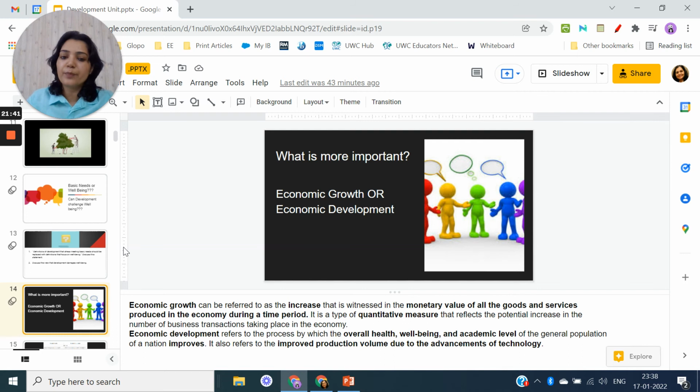What could be economic development? Economic development is talking more about well-being, right? Well-being, which includes education, health, employment, many more indicators. And this is more about improved production volume due to the advancement of technology, right? So growth is more quantitative, and economic development itself is more qualitative. Human development is part of economic development.